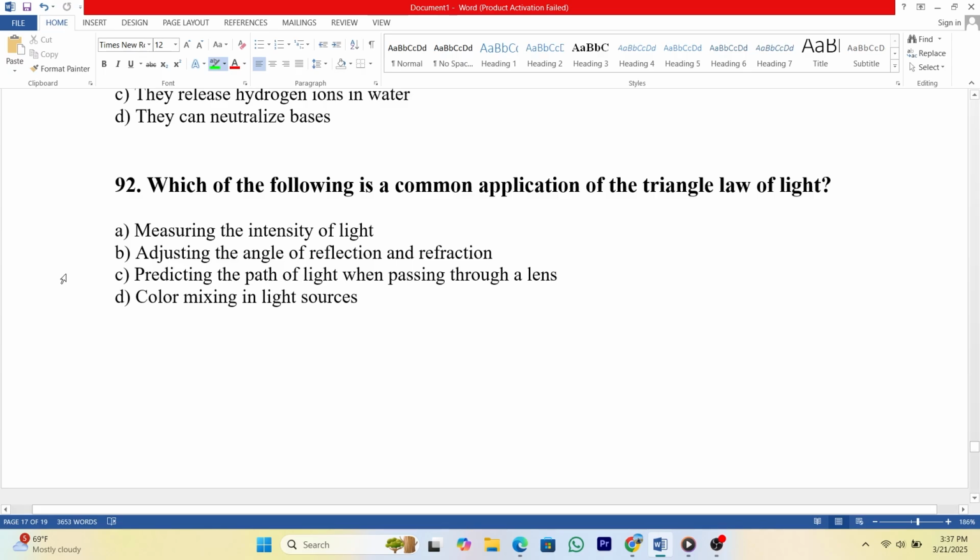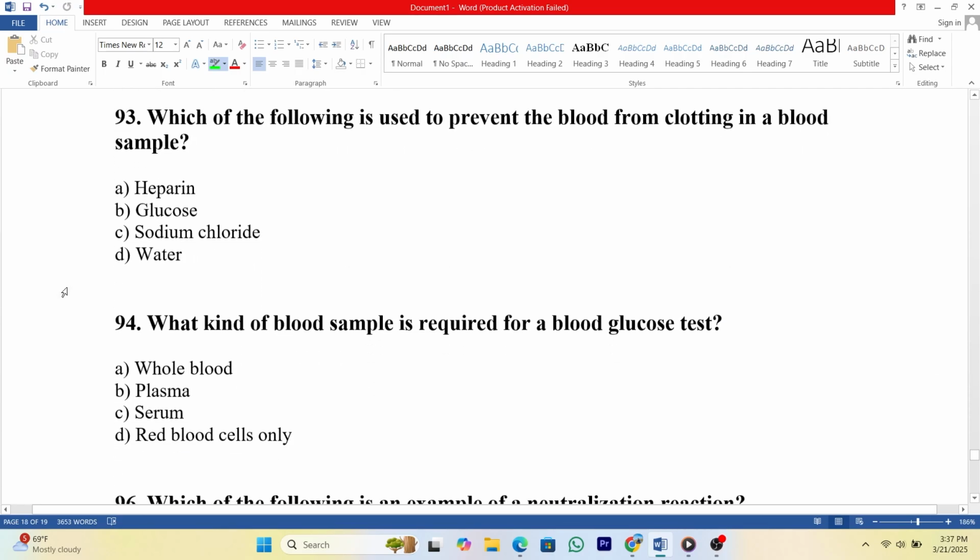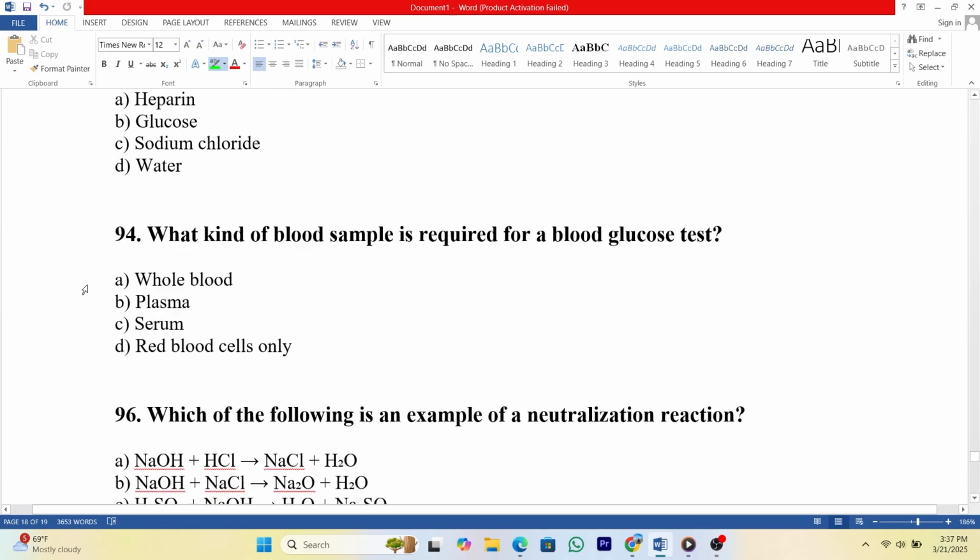93. Which of the following is used to prevent the blood from clotting in a blood sample? A. Heparin. B. Glucose. C. Sodium chloride. D. Water. Answer, A. Heparin.